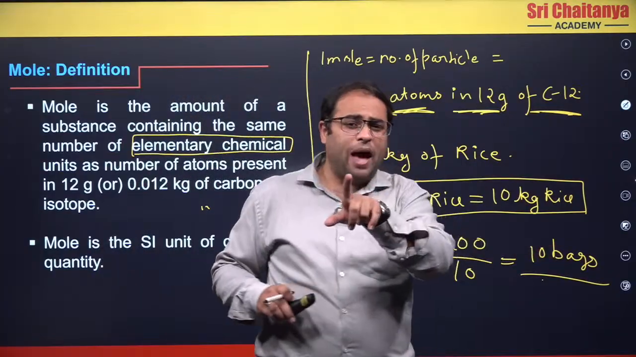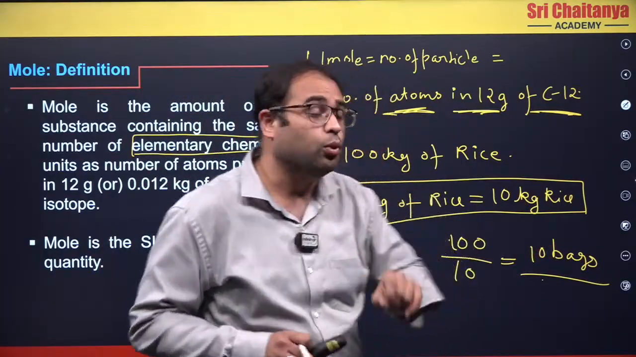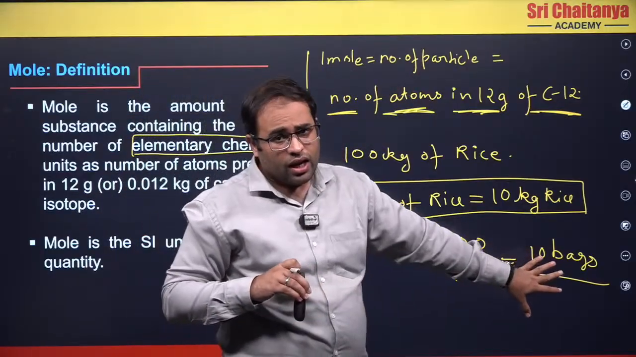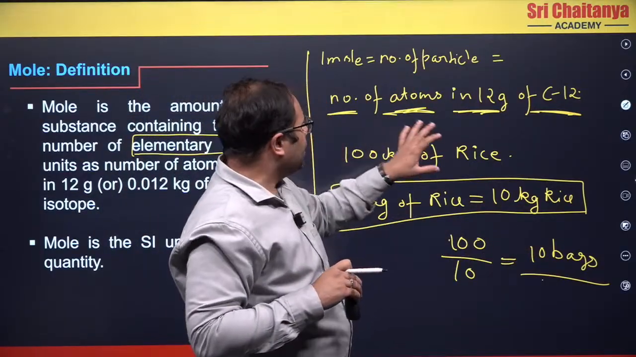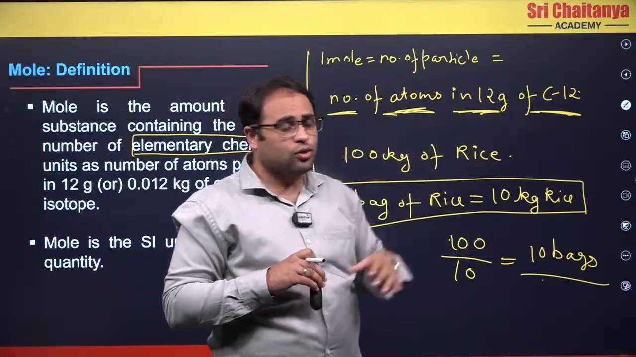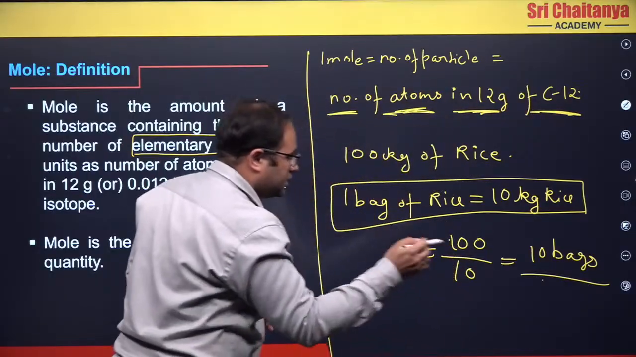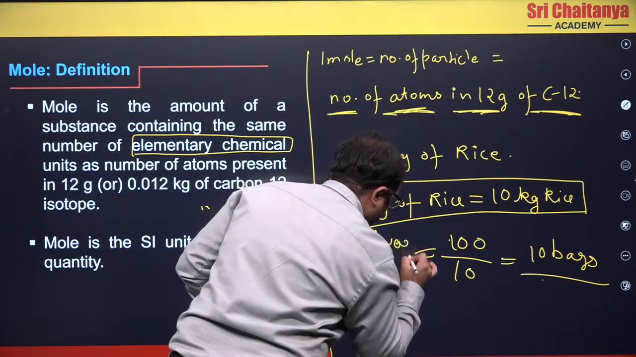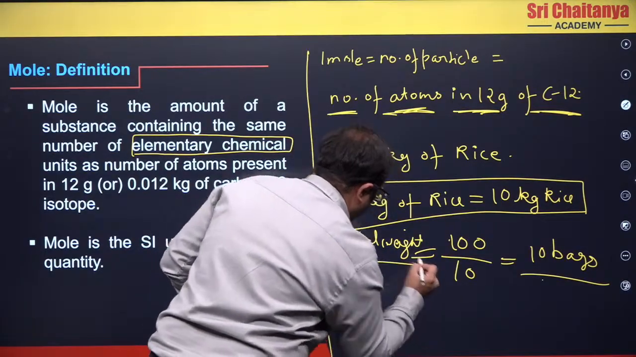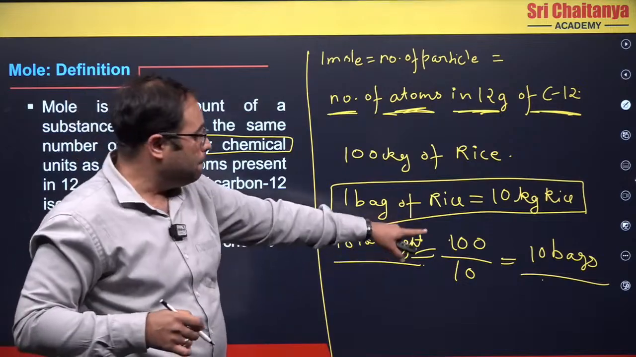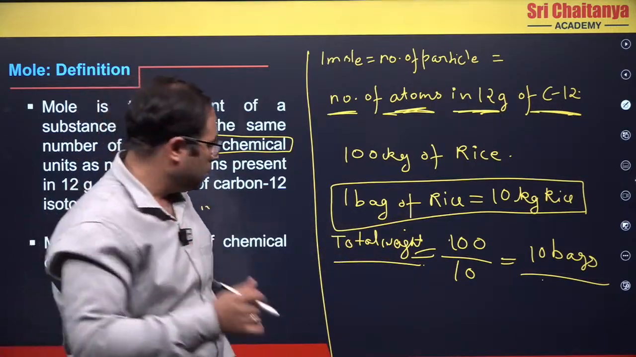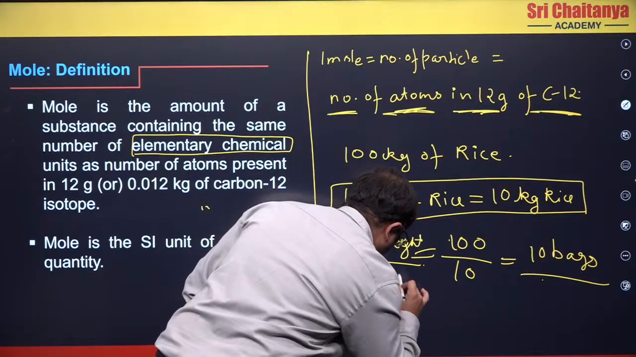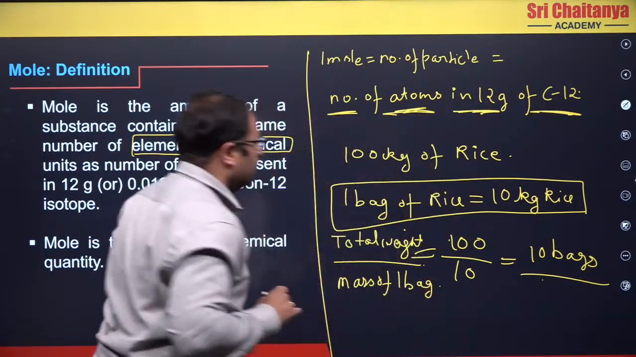So each bag is a mole. Now in this way, if I say, tell me how many atoms are present in 12 grams of carbon. What we did was, if you carefully see, we took the total weight and divided the total weight by the mass of one bag, right?